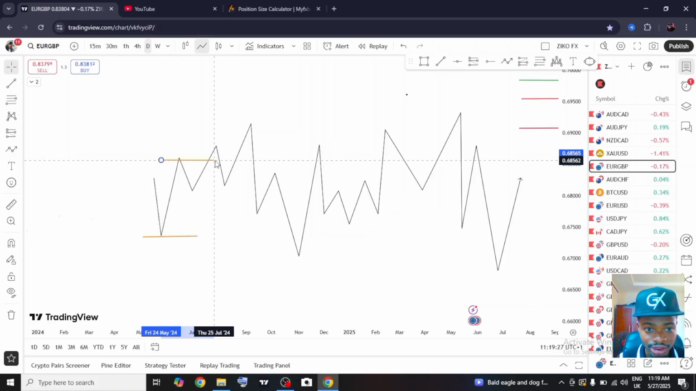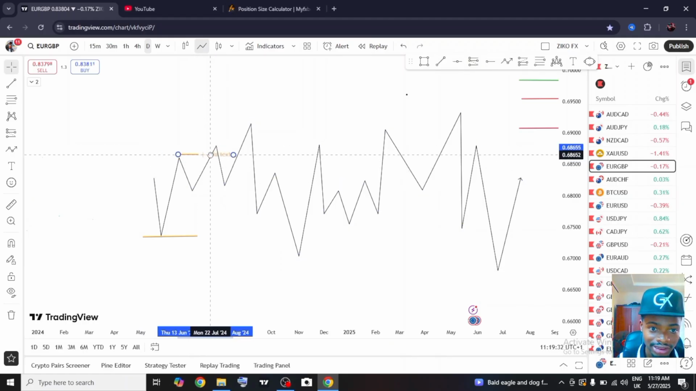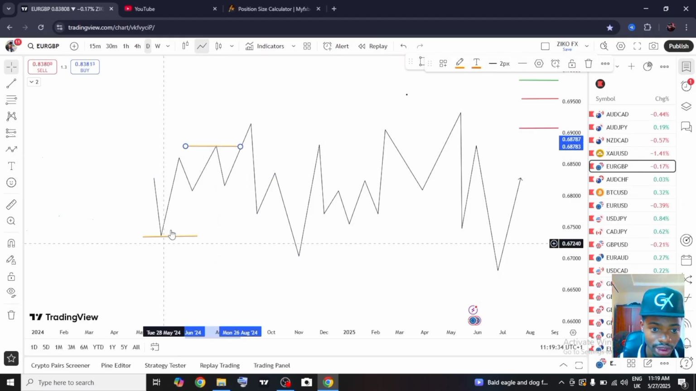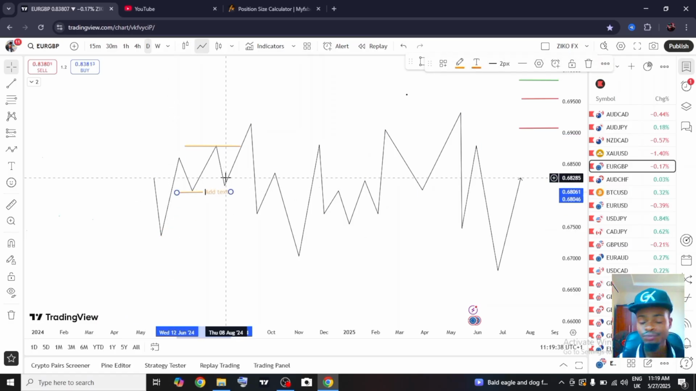Now you wait for a break again as usual. As soon as you see a break, this market is still bullish. You just become more bullish right here, and this is now the lower high. So let's just continue this right here.